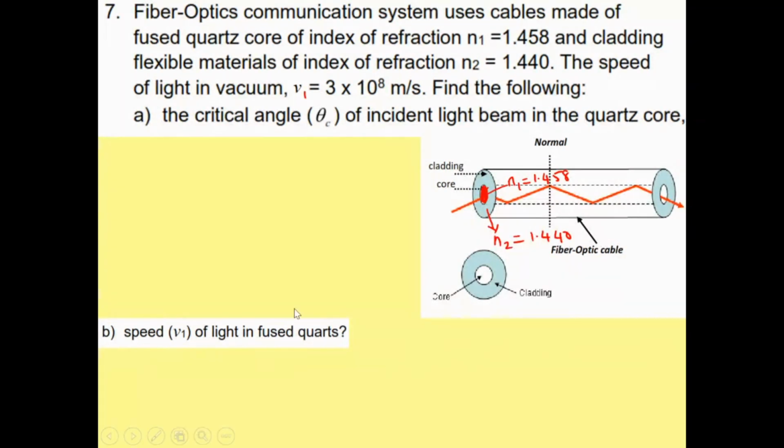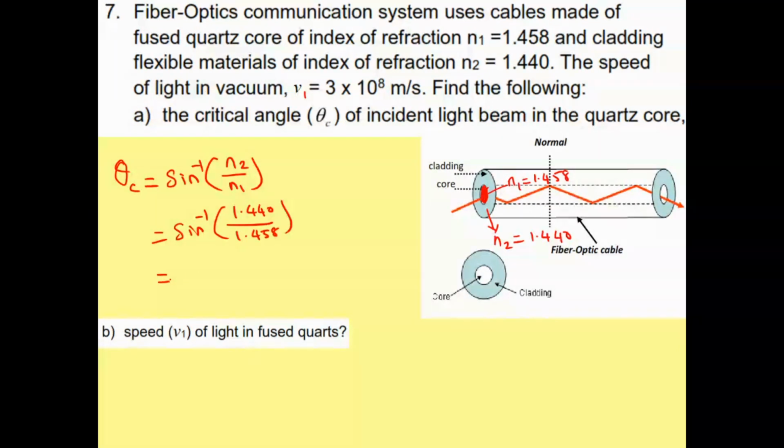Now by using this, we are going to find the critical angle, as we already solved one question in the previous part, which is the 6th question. The critical angle theta c is given by the rule sine inverse of n2 over n1, right? I'm going to substitute the values here. Sine inverse of n2, which is 1.440, over 1.458 will give the answer for the critical angle. Let's see what the answer is. Sine inverse of 1.440 over 1.458. I got the answer as 80.98 degrees. So this is the critical angle.